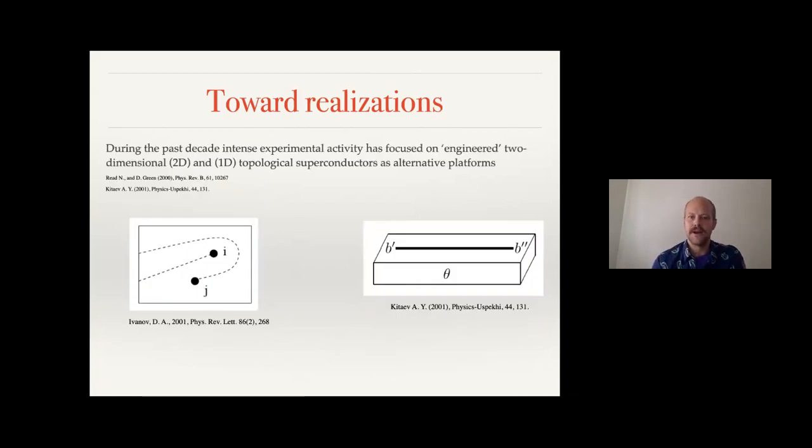Complementary systems are the P plus IP superconductor and this Kitaev Majorana chain, which has had intense experimental activity in the last decade or so. Vortices in the P plus IP superconductor realize non-Abelian defects. They bind Majorana zero modes, and domain walls in this Kitaev Majorana chain also bind Majorana zero modes.